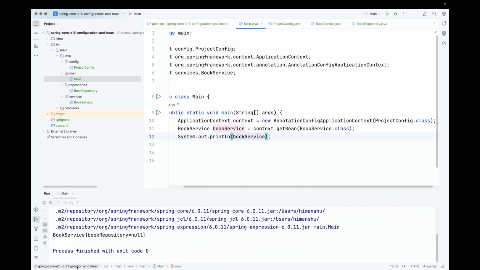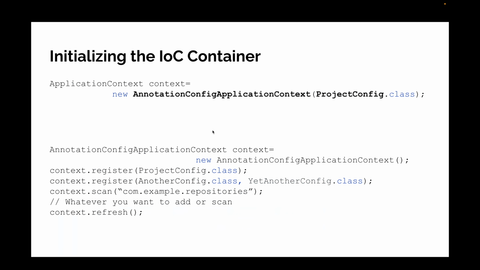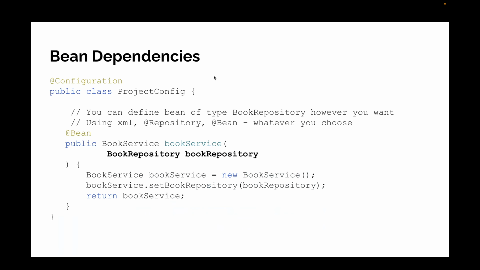And if we run it, we got the book service here, but the book repository is null. So now we need a way to inject book repository. So that's the next part, bean dependencies. So how to inject the bean dependencies?